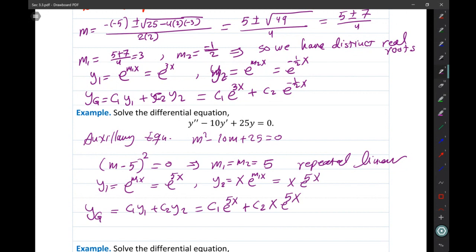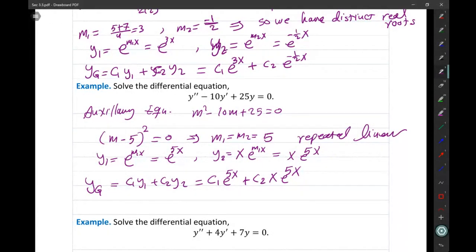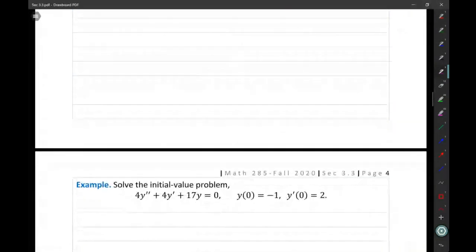Okay, is it clear? Is it clear, this example? Okay, let's see the next example.